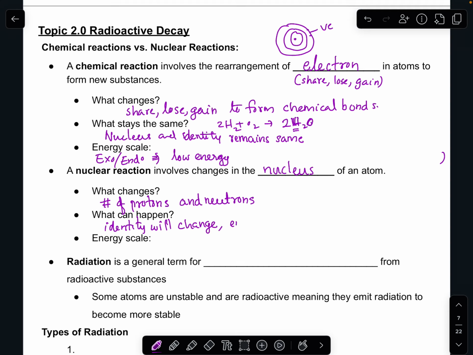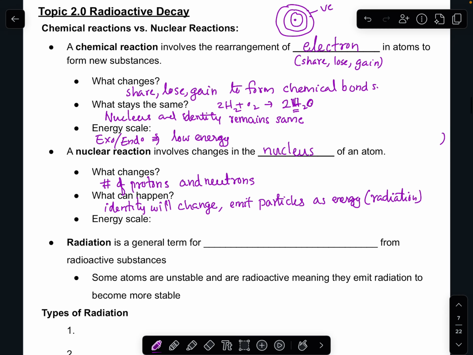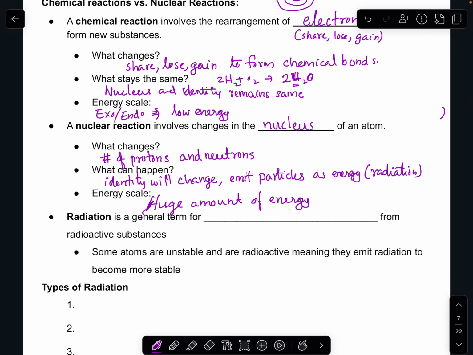And it will emit particles as energy. The name for this energy is radiation. On the energy scale, a huge amount of energy is released during a nuclear reaction. We know that nuclear bombs can destroy a whole country within a few seconds. So a very huge amount of energy is released in a short span of time. And some of them are continuous. It will emit energy until each particle in that radioactive element is completely converted into a stable isotope.